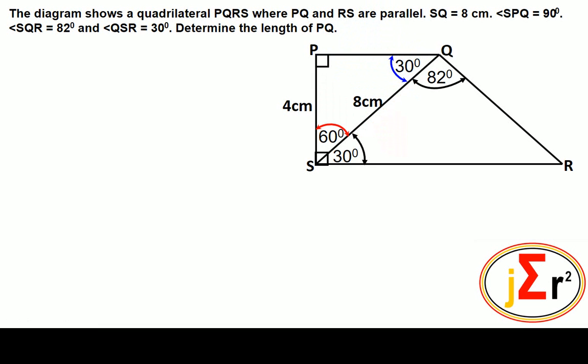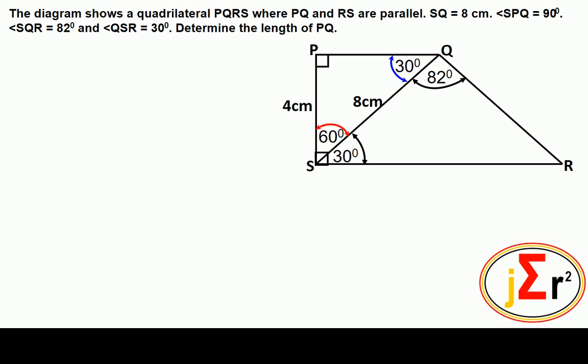We are required to determine the length of PQ. The premise on which we will find the length of PQ is that, first and foremost, triangle PQS is a right-angled triangle. We may therefore use the trigonometrical ratios in their purest form, and we may use Pythagoras' theorem.